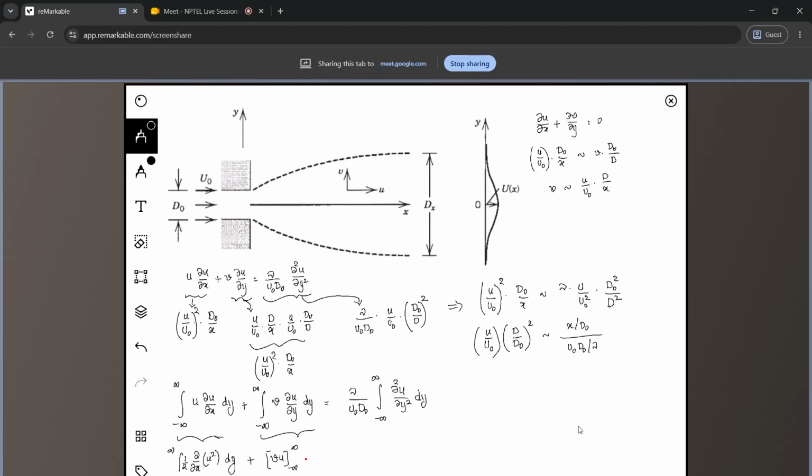from minus infinity to infinity, minus the integral of del v del y times u dy, and this will give me mu times u del u del y evaluated at infinity and del u del y evaluated at minus infinity.